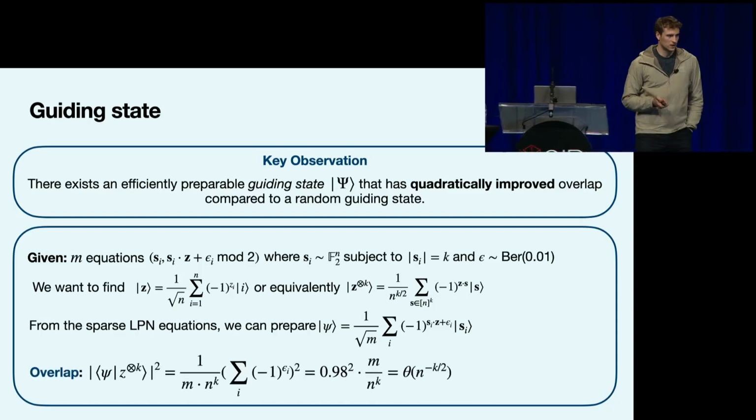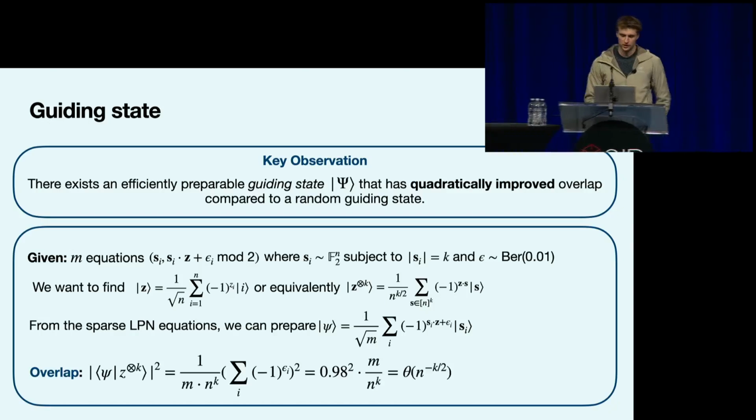And if you just look at the overlap between those two states, the z to the k that you're trying to find and this guiding state psi, the signs match in 99% of the cases when there's no noise, and they don't match in 1% of the cases when there is noise. So you get a lot of constructive interference here. And if you just do the math and look at how big this overlap is, it turns out to be quadratically improved over what you would get for a random vector. So this rough idea is the source of our quadratically improved overlap. As you can see in our paper, there are more ideas like symmetrization that actually go into the guiding state we actually use.